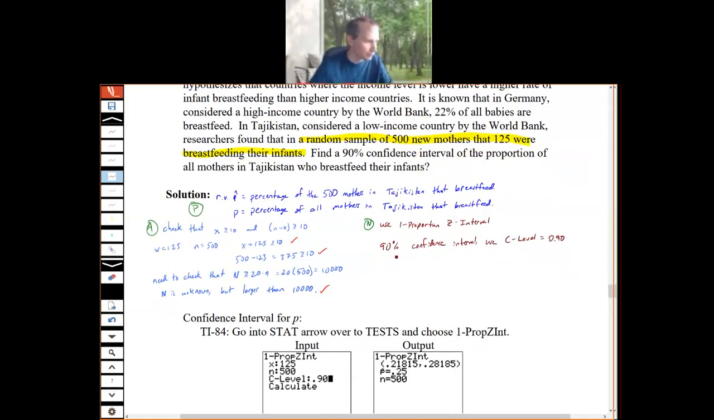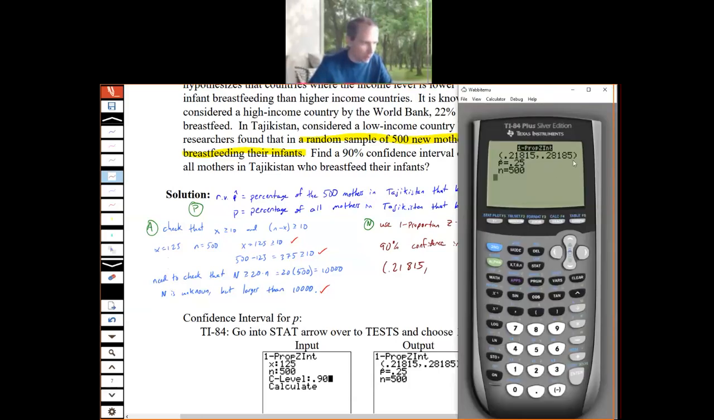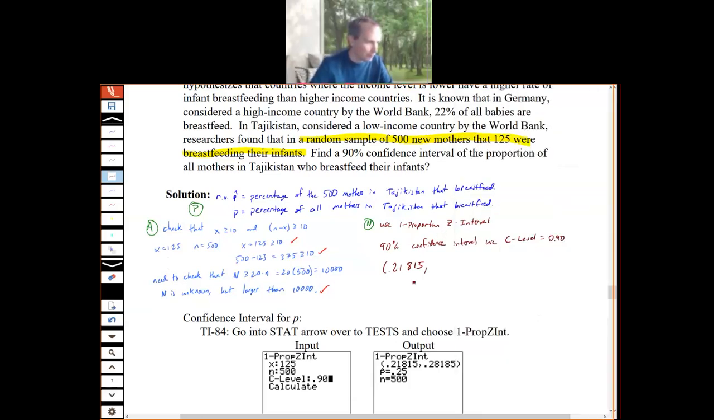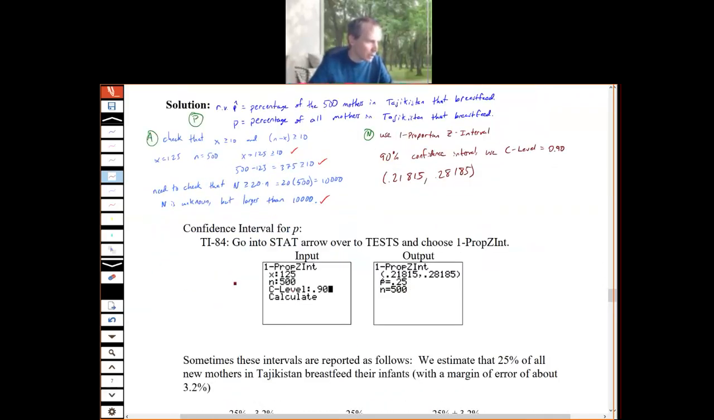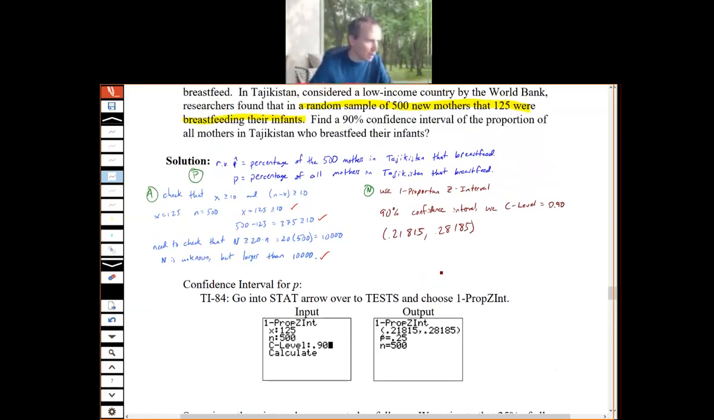But what we're going to do is write down this interval, 0.21815 to 0.28185. And in our notes here, this is what the input screen looks like and what the output screen should look like, for reference. But we want to write down what that confidence interval is.